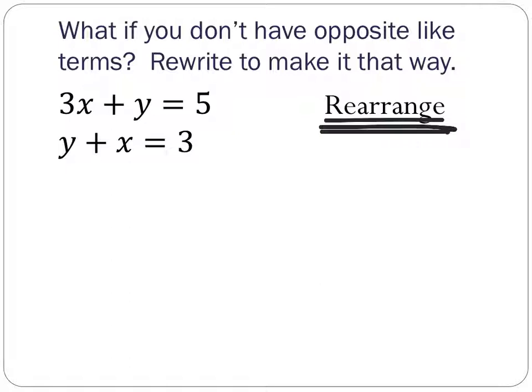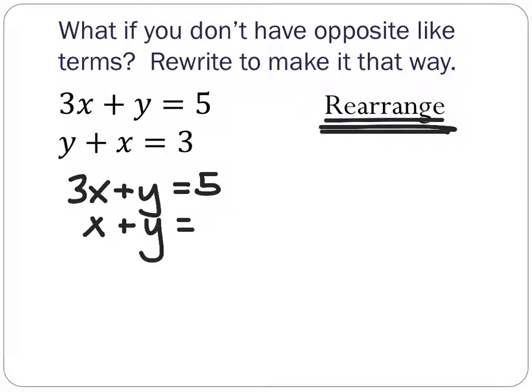So I'm going to go ahead and take the top one and rewrite it. It's just like it is. And then I'm going to rewrite the bottom one so we have the x's right on top of the x's, the y's right on top of the y's, and then the numbers. So I've rearranged them, and then I want to know, do I have opposite like terms? I do not.